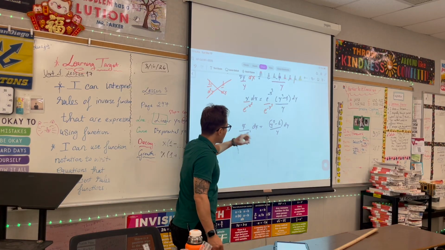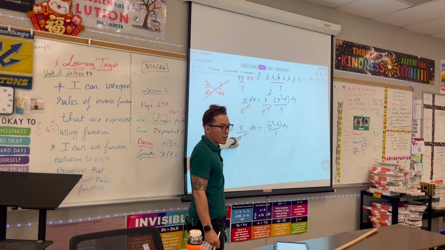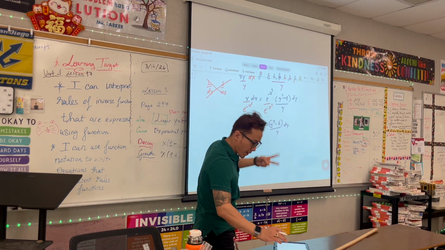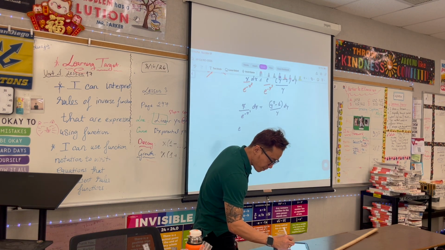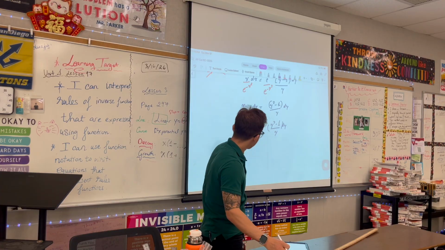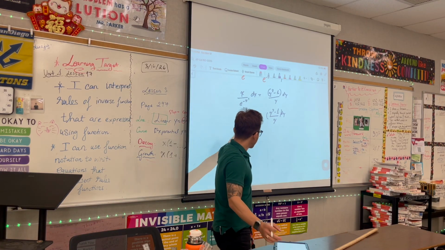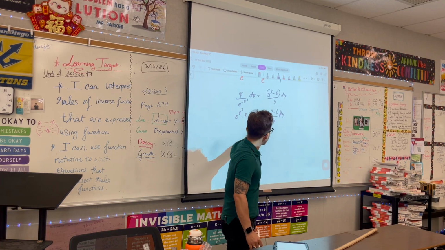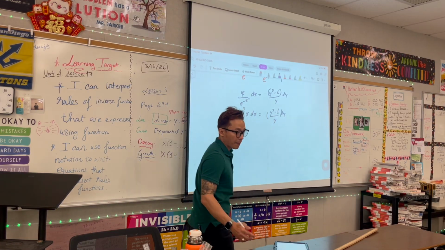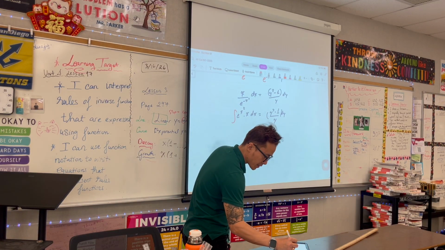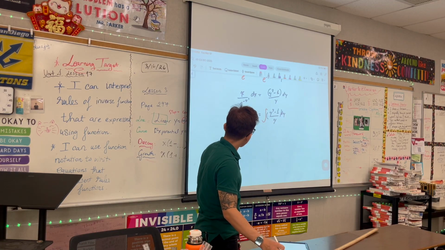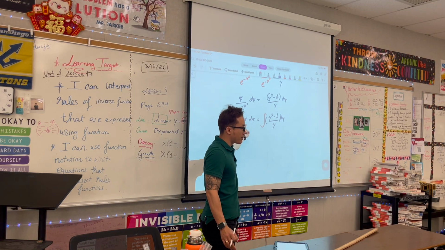Now, we don't want a negative power. So how do we take care of the negative power? You're going to flip it. So it looks like e to the x squared times x dx equal to y squared minus 1 over y dy. Now, because dx has everything with the x, and dy has everything with the y, we can take the integral.